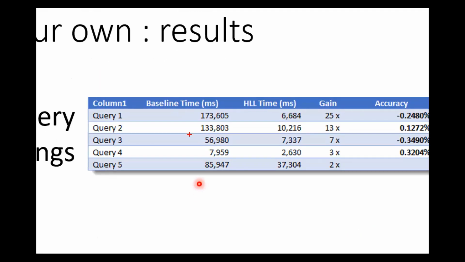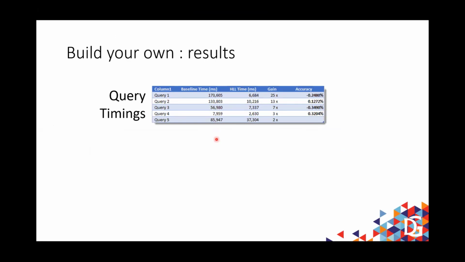So query 1, the precise distinct count calculation, took 173 seconds. The HLL version over exactly the same amount of data only took 6.6 seconds. So it was 25x faster, which is pretty good. The next query took 133 seconds. The HLL version took 10 seconds, so it was only 13 times faster. The slowest version, and there's a lot more detail in my blog, was still pretty good. The non-HLL version took 85 seconds, whereas the HLL version took 37 seconds.